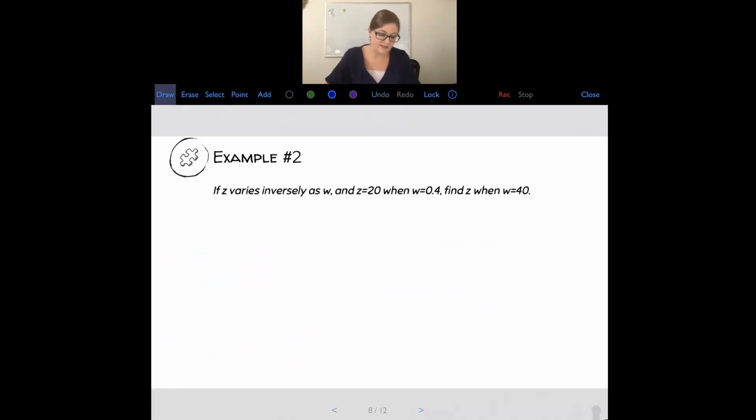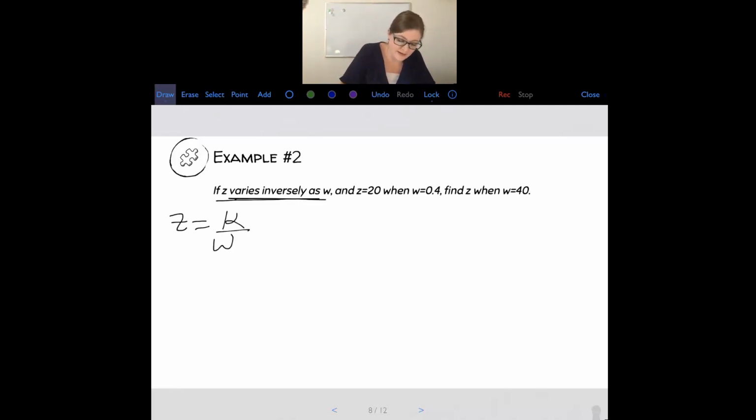Example 2. If z varies inversely as w and z equals 20 when w equals 0.4, find z when w equals 40. Again, this first sentence is telling us how they're related. This is inverse variation. So we have z is equal to k over w from that inverse variation slide. The next piece tells us how to find k. If I know z and w, I'm able to substitute those values in and find k.